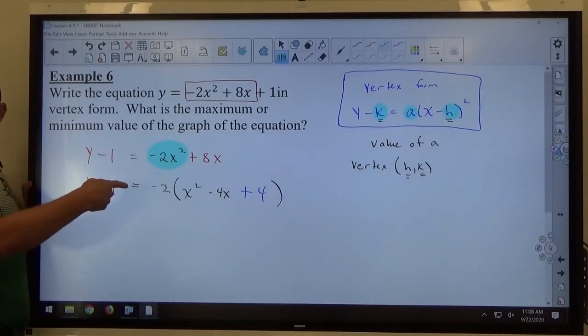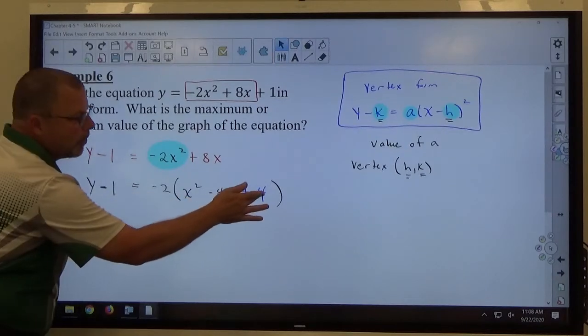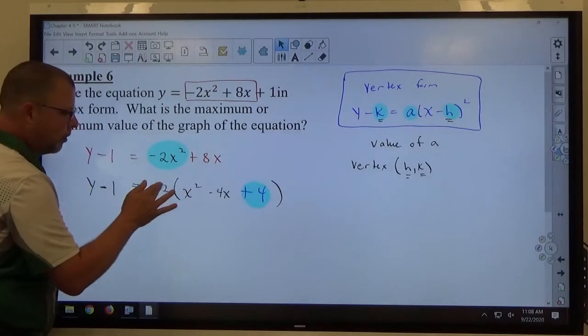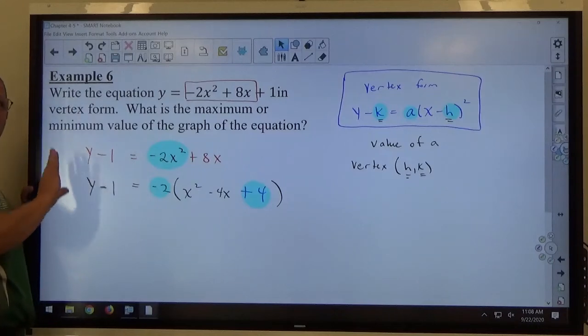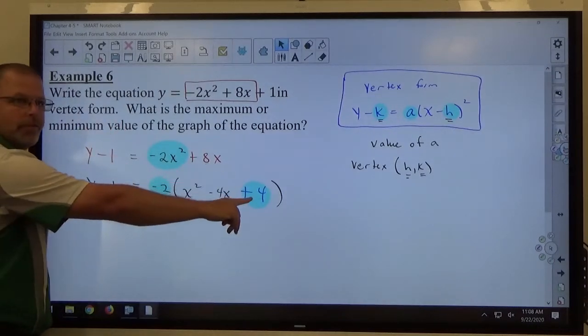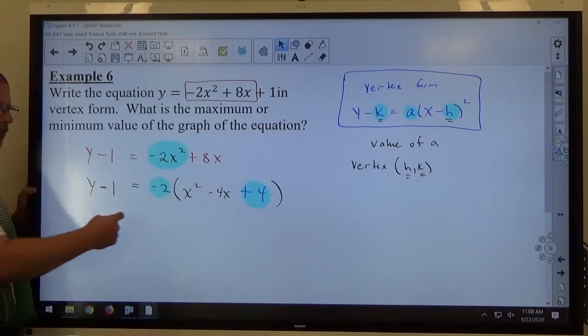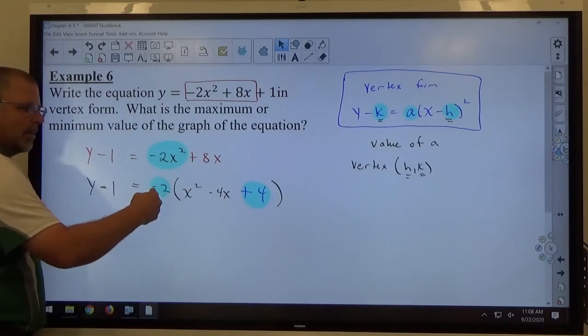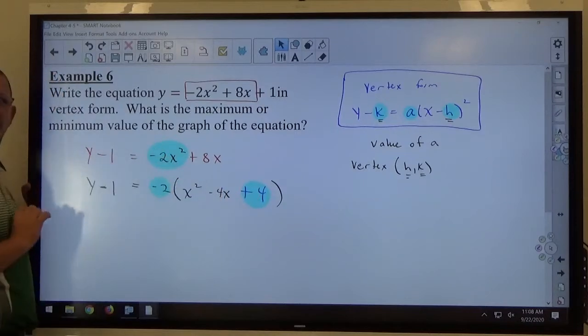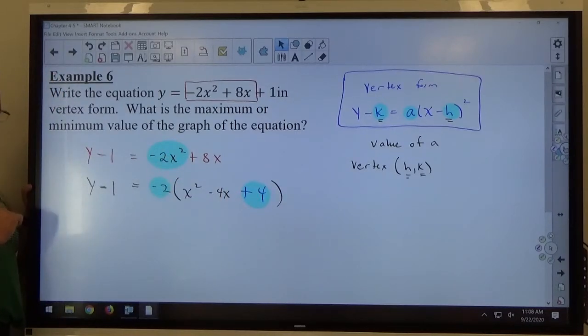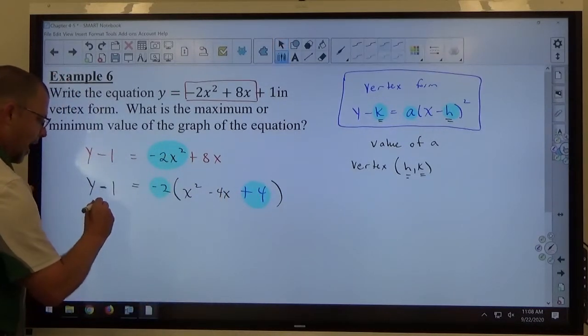And it looks like I added 4, doesn't it? But what I added was 4 inside of parentheses that's being multiplied by negative 2. So in essence, what I've actually added to that side of the equation is not positive 4, but actually negative 8. Can everybody see that? Because 4 is inside the parentheses, negative 2 times 4 is negative 8. That's how I've actually changed the value of this equation. So over on this side, I have to add a negative 8.